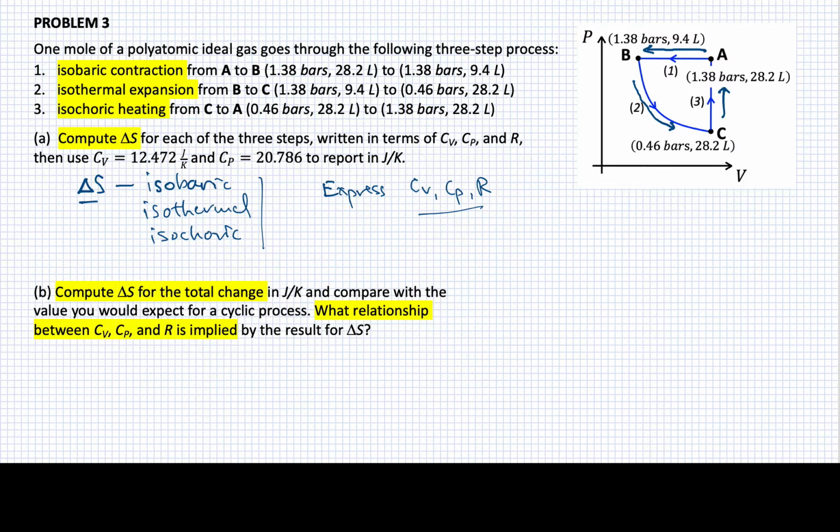All right, and when you do this, when you calculate delta S total in the second part, you should express that in terms of CV, CP, and R. And in doing so, it should give you an idea of a relationship between these 3 quantities. All right, it's a relationship that is generally true in ideal gases, but this problem helps you demonstrate why it's true, or that it is true in this particular case.